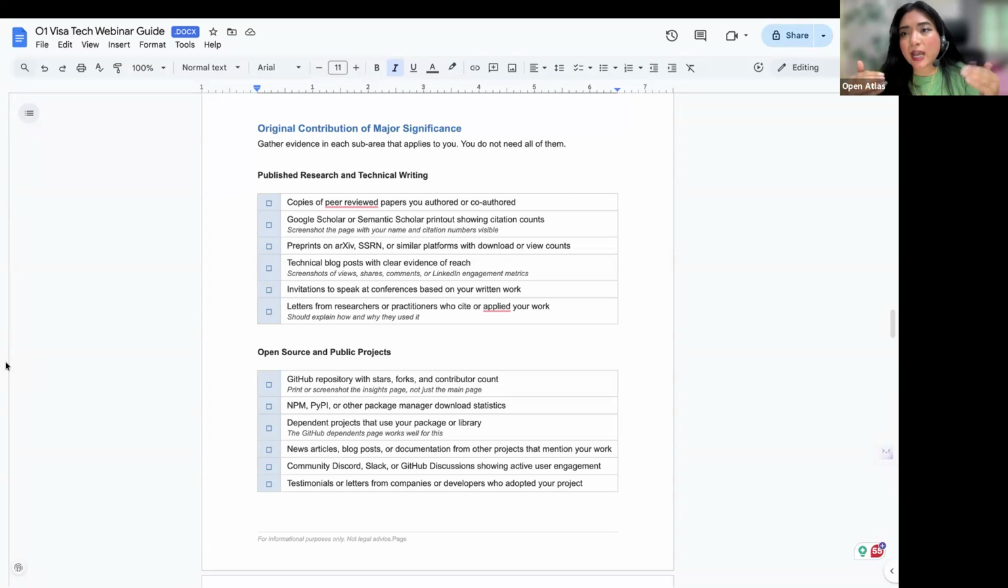One authorship, I'm not saying it's not going to be aware, but it's going to take a significantly larger amount of time as compared to four co-authors. Okay. Google Scholar or Semantic Scholar printout showing citation counts. Now, I have heard this many times.